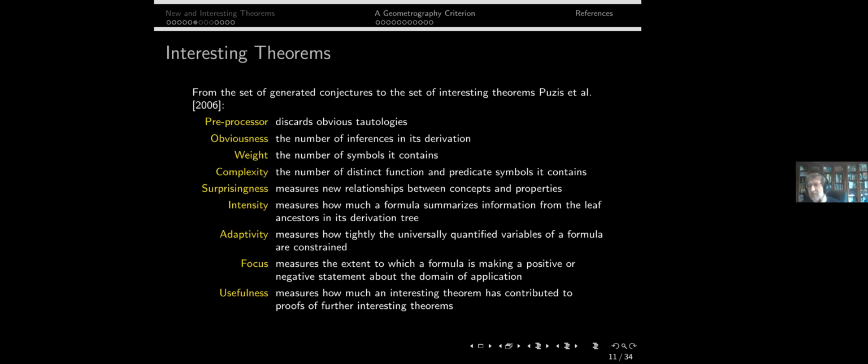Going to interesting theorems, the things are related. Again, Puzis et al., the same paper, identify that to classify a theorem as interesting, we have to look for a set of characteristics of the proof. For once, in a proper assessment, they try to discard the obvious tautologies. Then they have weights, or characteristics: obviousness, weight, complexity, surprisingness, intensity, adaptivity, focus, usefulness.